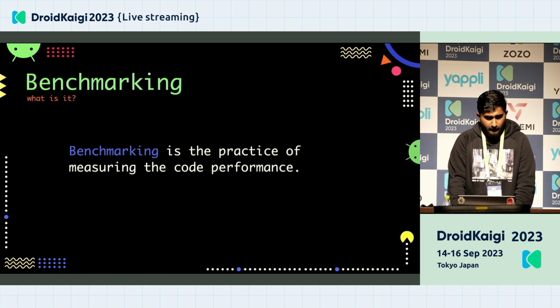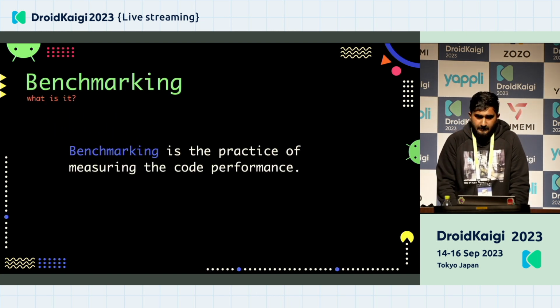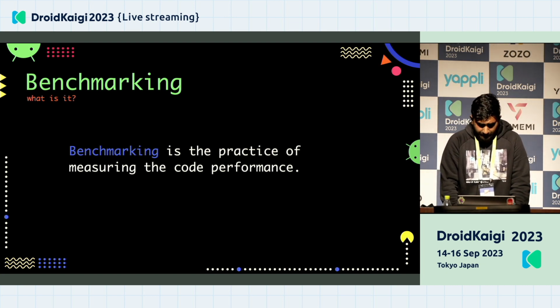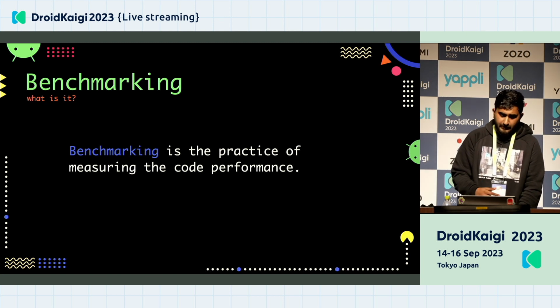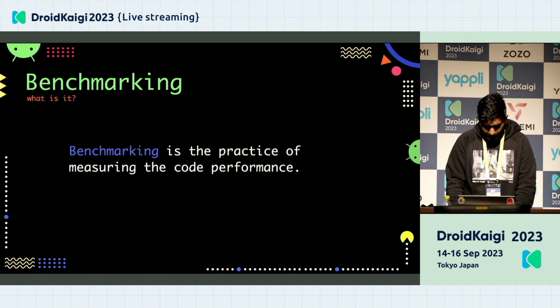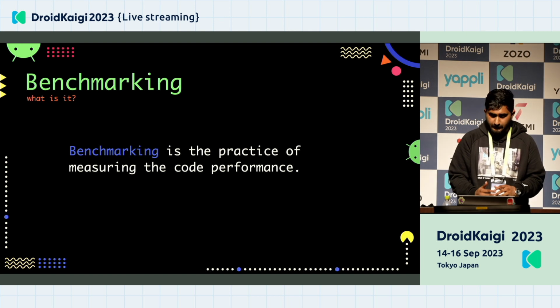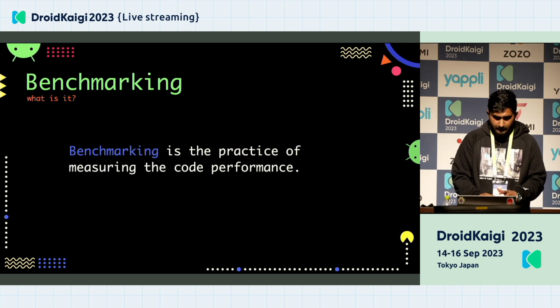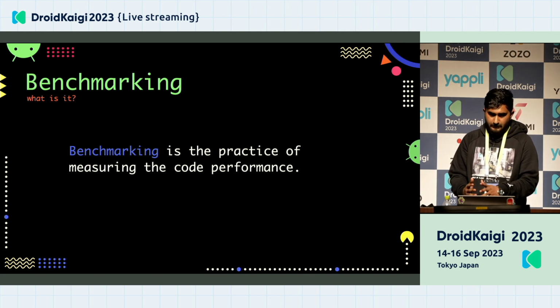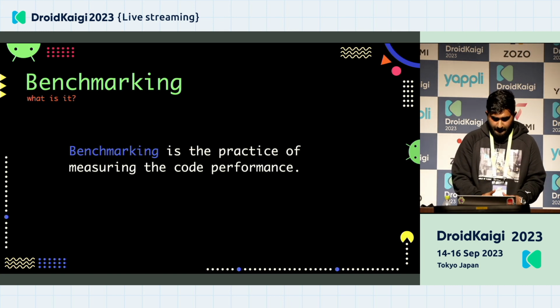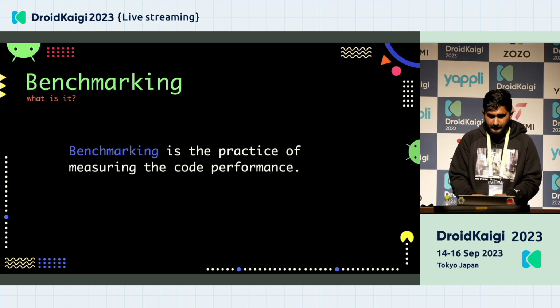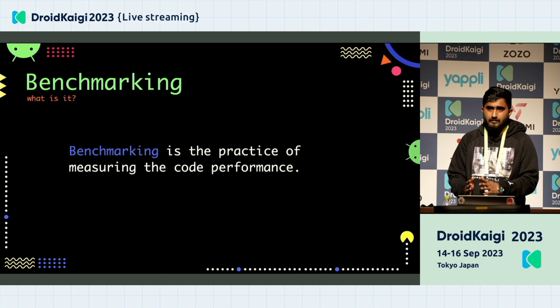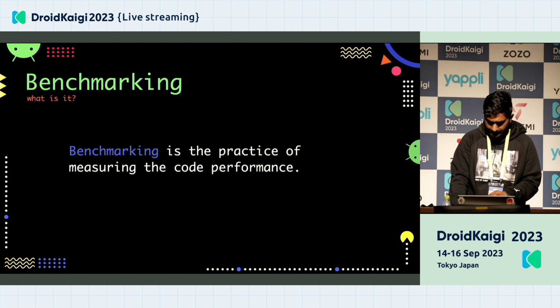So, benchmarking, what is it? It is the practice of measuring the code performance. Basically, we want to know how much time it takes to run some chunk of code, and we want to measure it in a way where we can see our improvements reflected in those measurements. So in short, benchmark is to evaluate or check something by comparison with a standard.